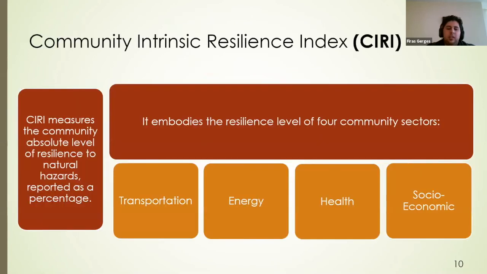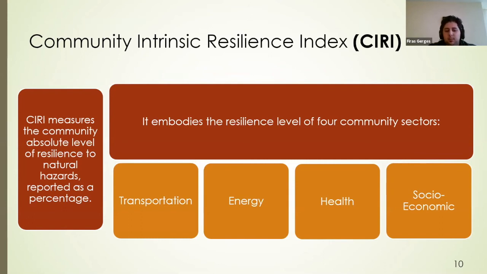So to take all of these dynamic variables into consideration, we created a new index called the Community Intrinsic Resilience Index, or CIRI, which measures the community's absolute level of resilience to natural disasters. And because we wanted CIRI to be an absolute metric, we reported it as a percentage. So using CIRI, we can say that a community is 80% resilient or 50% resilient.